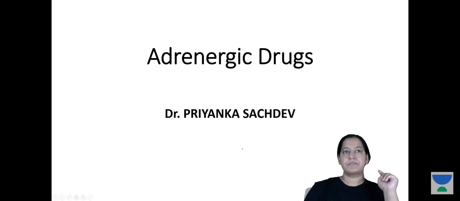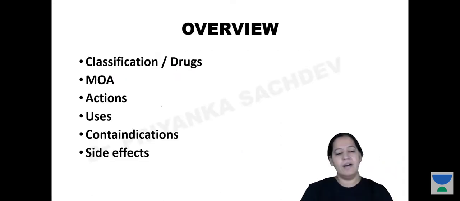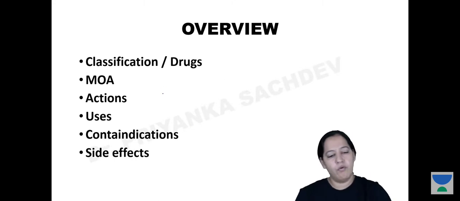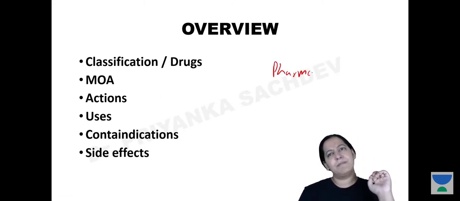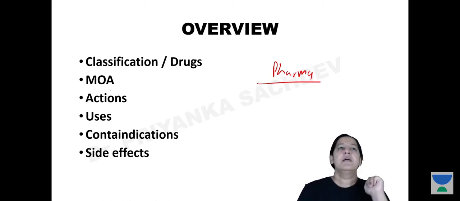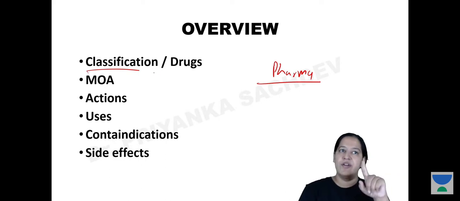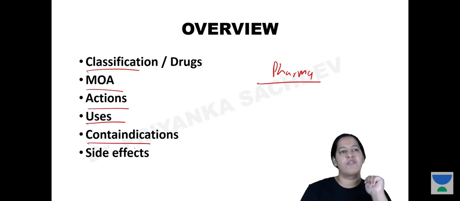Okay. I'm starting with adrenergic drugs. The first chapter, adrenergic drugs. So here is an overview. Not only this chapter, any chapter in pharmacology, you should study in this heading. So you should make a comparative table. So classification of that class. So for adrenergic drugs, first tell the classification. Then mechanism of action of that particular class. Then actions, uses, contraindication and side effect.